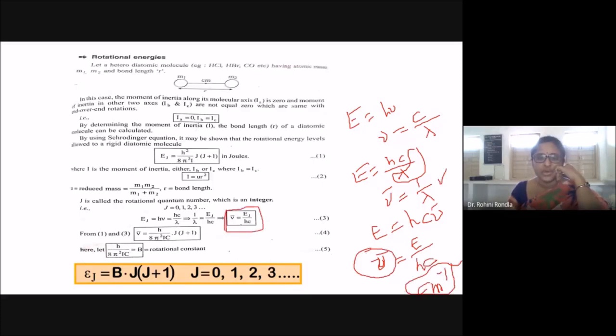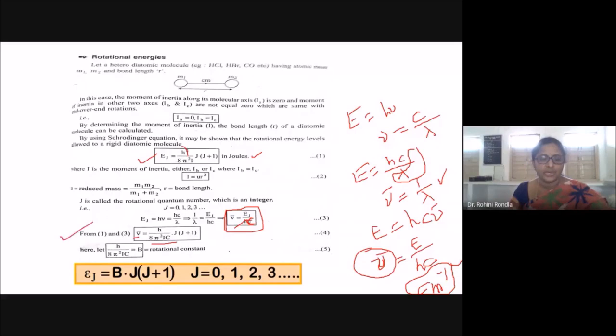Here nu bar is equal to E by hc. Rotational energy is equal to h square by 8 pi square I, into J into J plus 1. Just substitute this E value here. Then you will get this. Nu bar is equal to the E value, h square, but here this h will cancel. So nu bar is equal to h by 8 pi square I. C is already there, so here we write C, into J into J plus 1.